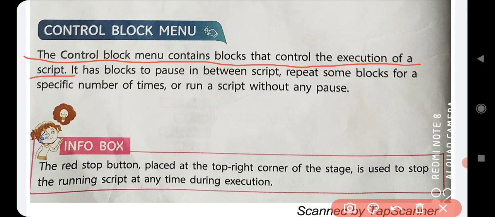See here in the info box, there is a note given. There is a red stop button. The red stop button placed at the top right corner of the stage is used to stop the running script at any time during execution. Means on the Scratch window at the top right corner of the stage we have a red stop button. With its help we can stop the running scripts at any time during the execution.